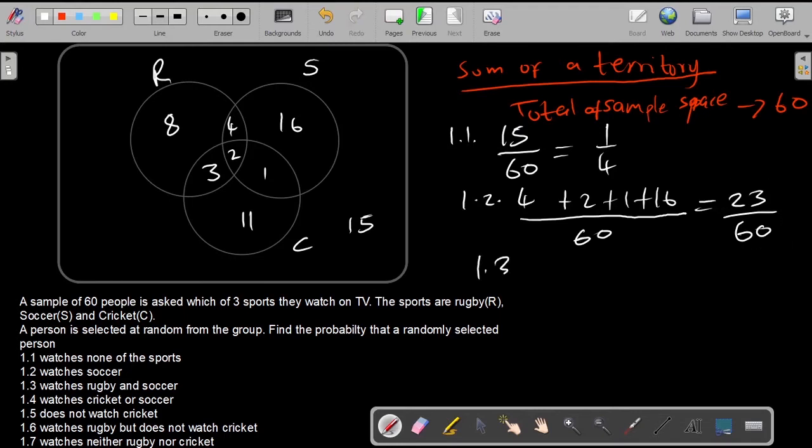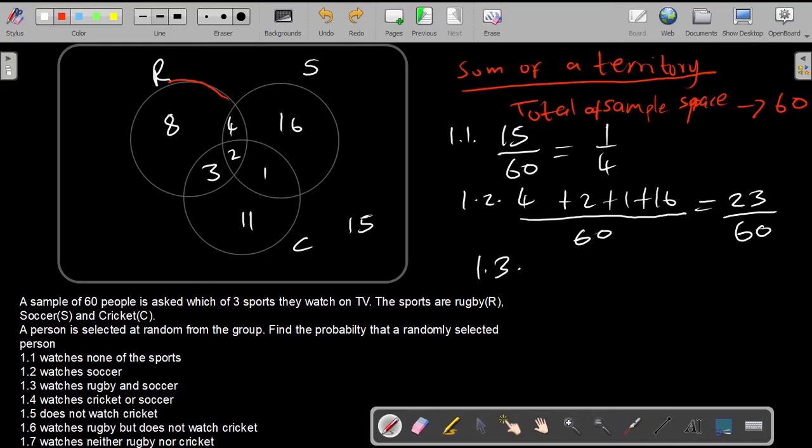Now moving on to the next question. Once again, you're just going to say the sum of the territory divided by the total of the sample space. The next question says the probability that someone watches rugby and soccer. Once again, there's no point in this phrase where it said only. So even if the person watches rugby, soccer, and cricket, then we do take that as well. Now our focus is on this section where the person watches rugby and soccer. So let's look at that.